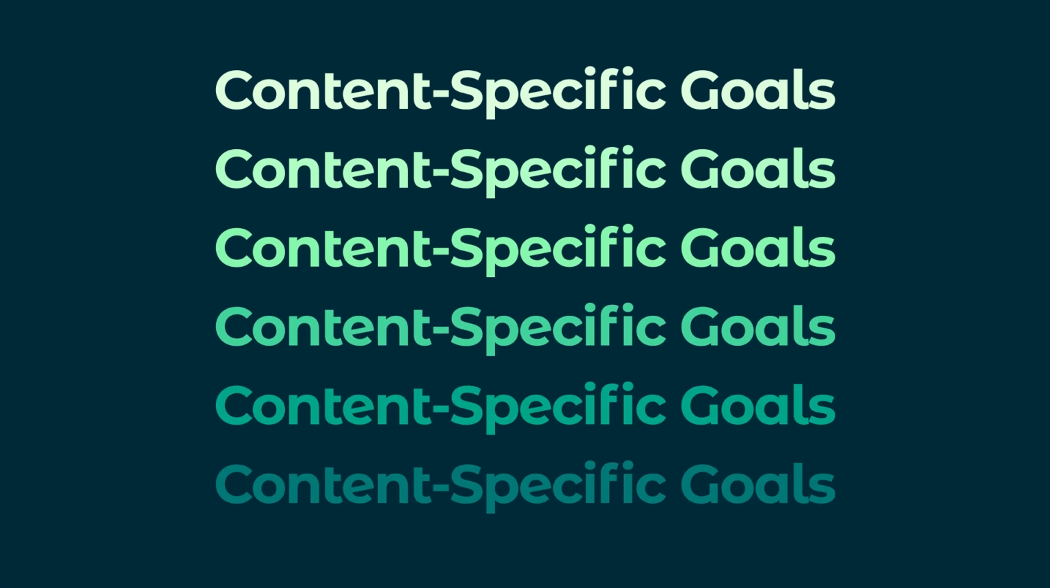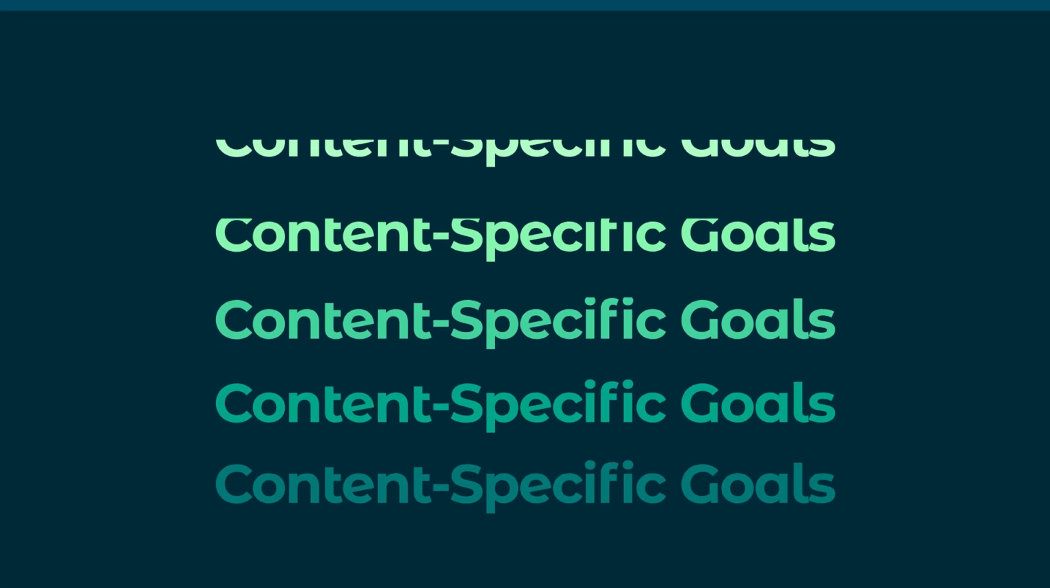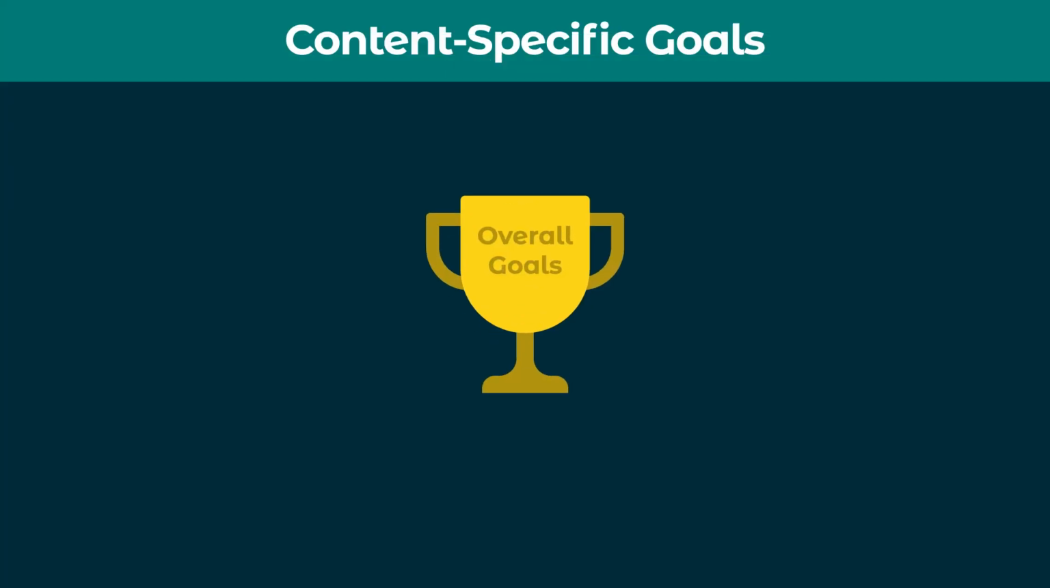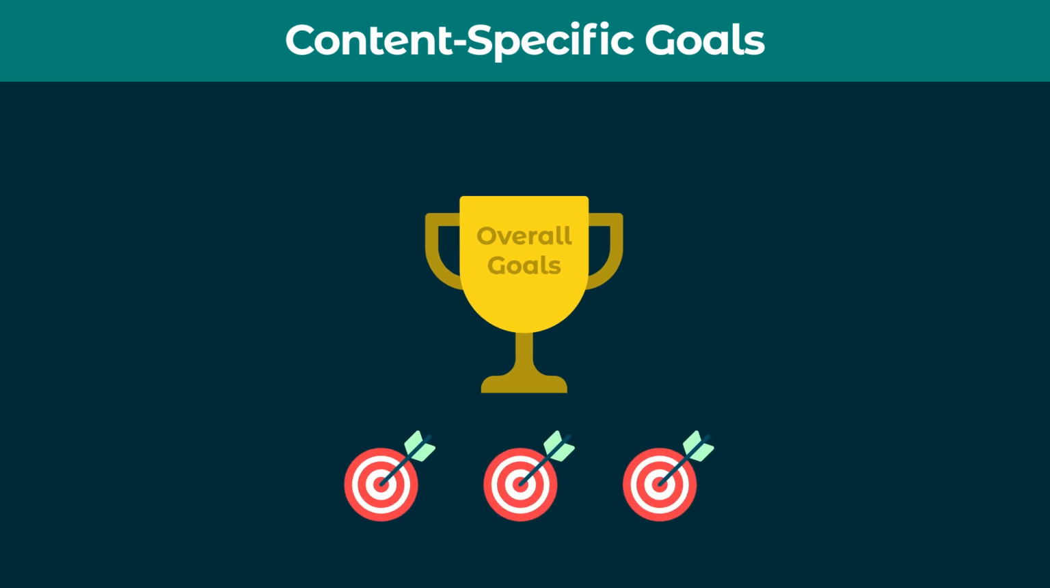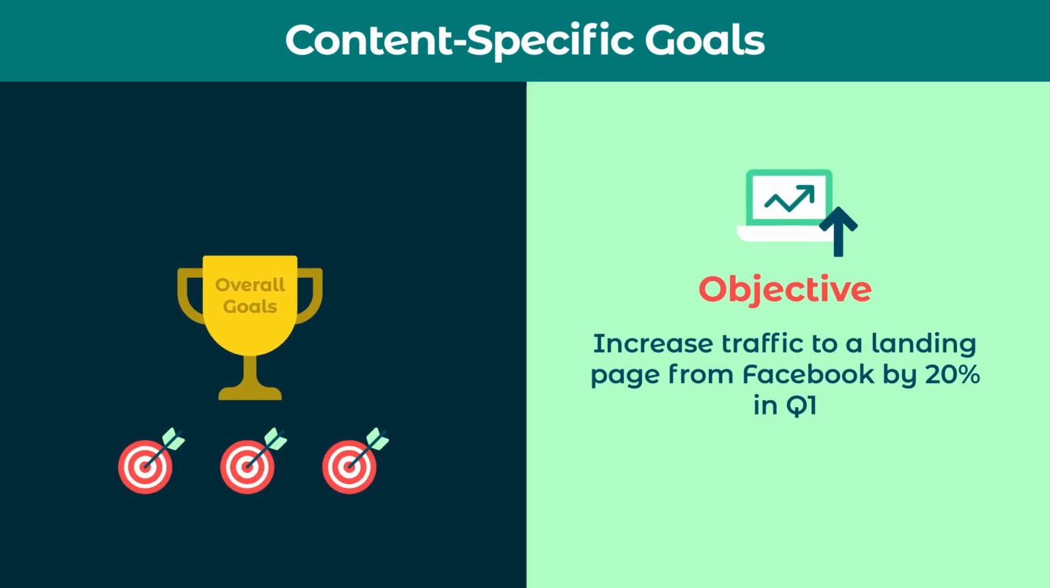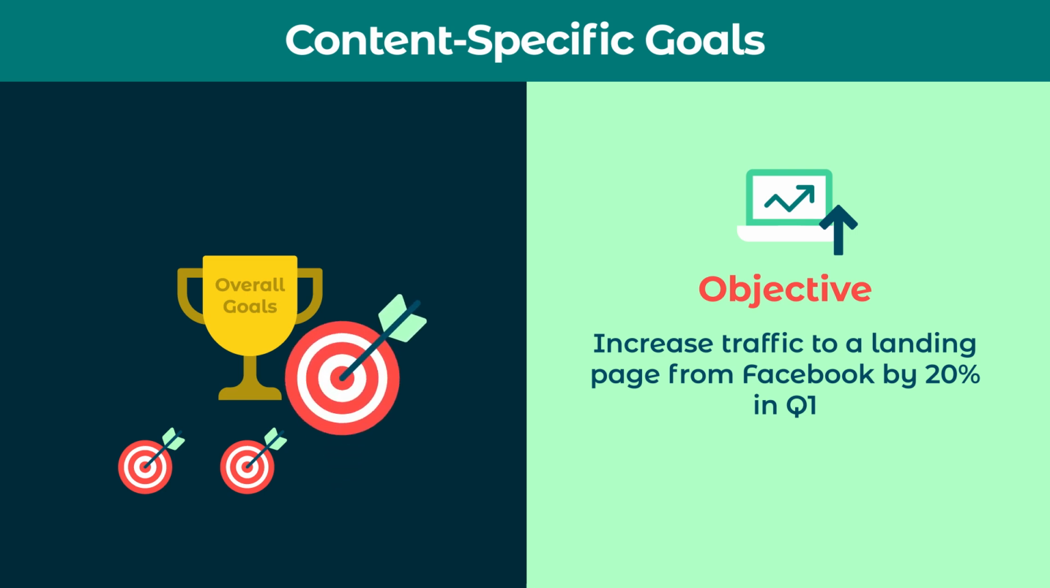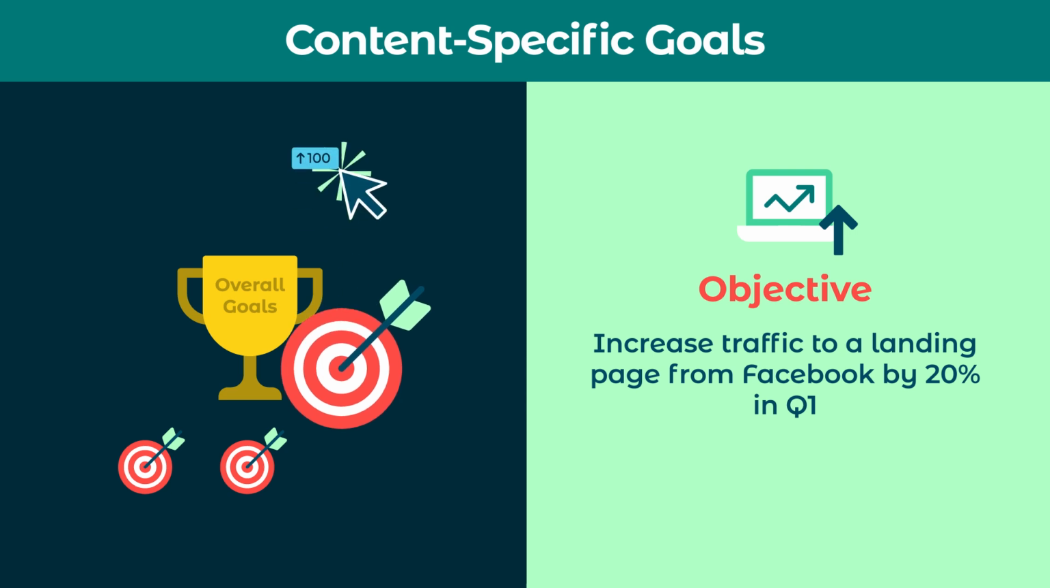Okay, now it's time to set some goals. It's a good idea to set overall content goals as well as more specific goals for each piece of content. Say you have an overall social media objective to increase traffic to a landing page from Facebook by 20% in Q1. Your individual content goal would be to generate 100 click-throughs to that landing page per post.